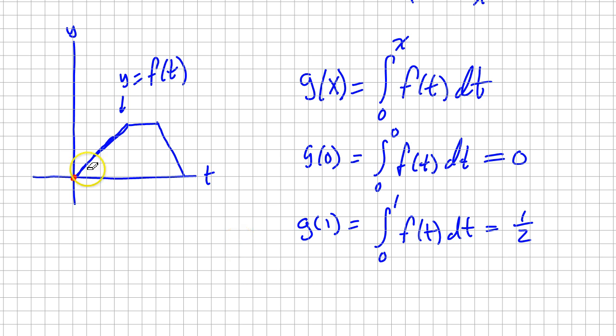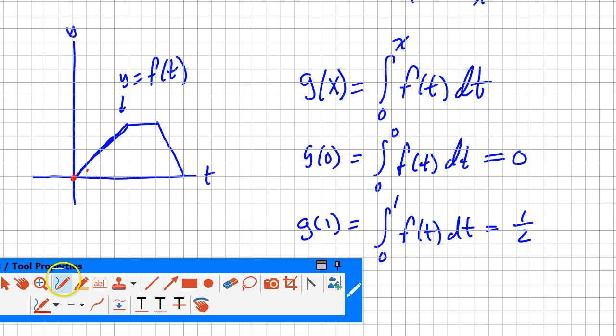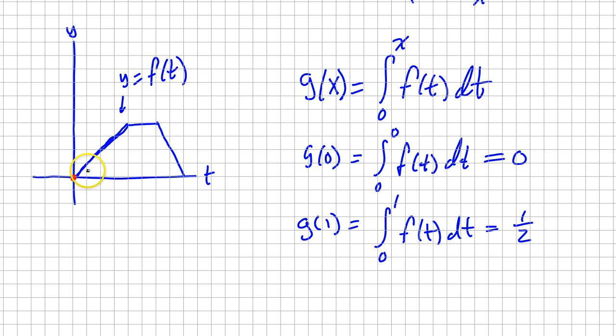And it didn't like me, so there we go. And it's still not liking me. Yay, g of 1 is a half.